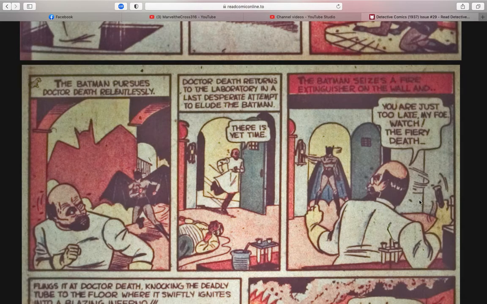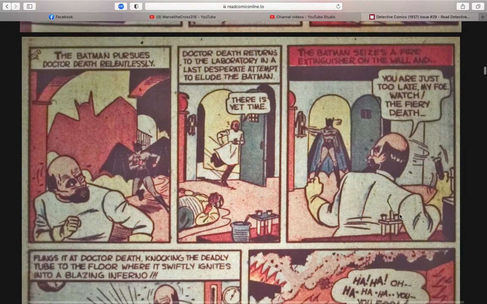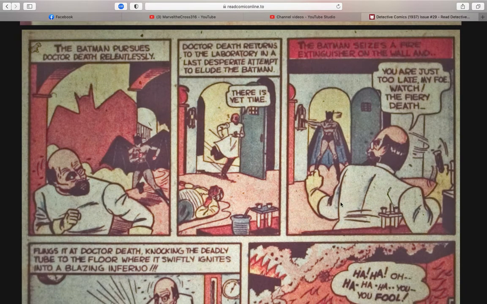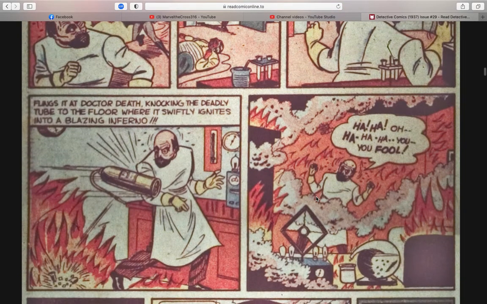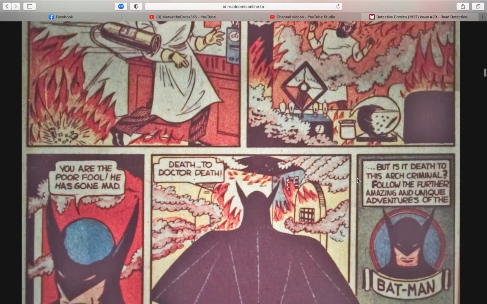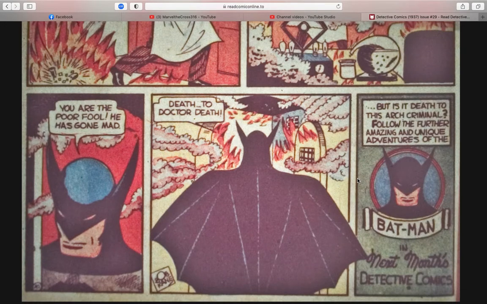Dr. Death then goes to his laboratory, tries to use this tube filled with chemicals here to throw at Batman here, but Batman then uses a fire extinguisher and throws it, hitting Dr. Death, and causes that tube to fall to the ground, and a burst of flames then erupts all around Dr. Death. Dr. Death, instead of crying out for help, is actually laughing and saying, "You fool." And that's pretty much how we end this issue. We think that Dr. Death died, but we're not too sure of that.